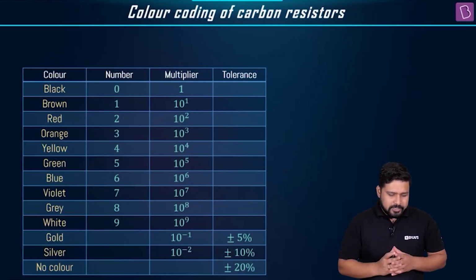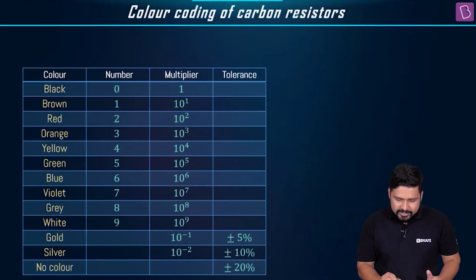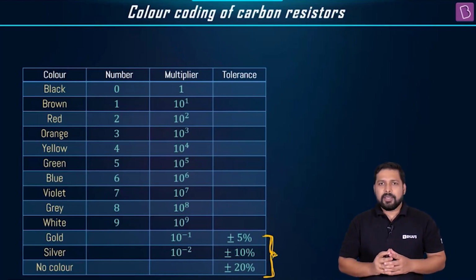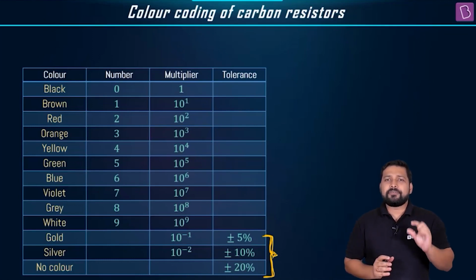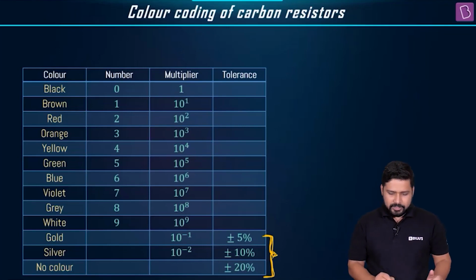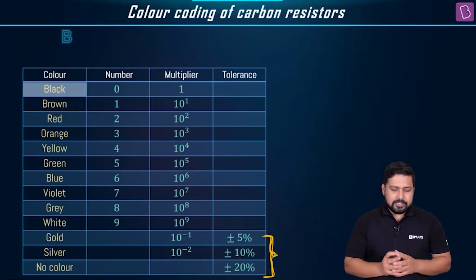Now, what we are going to do is, we see all these colors and we know that these last 3 will come into the picture mostly in case of tolerances. So we leave these last 3 and then we start picking up the first alphabet of each of these colors. Okay, let's take each.